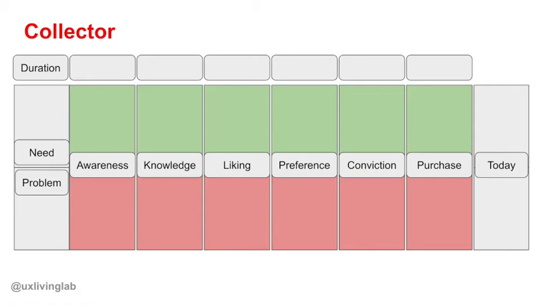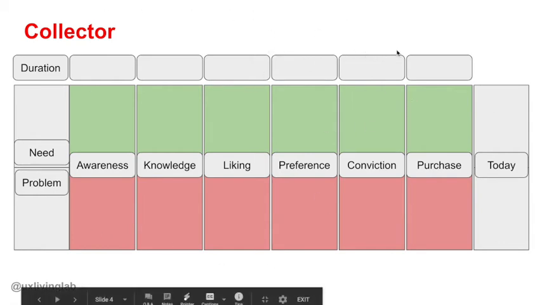That's all. So when they start, it may be a long story, it may be a short story. Be patient and hear what it is, and you have to collect the information like need or problem, and awareness: from where he got the awareness, how he gained the knowledge about the product, whether he likes the product or how he prefers that product, and convictions, and then how he purchased and what's the stage today. And in duration, you have to judge what's the duration for each stage. This is the format of the collector we are using in our studies.